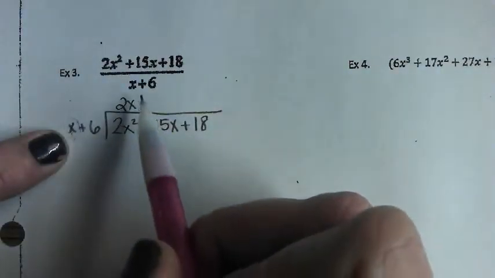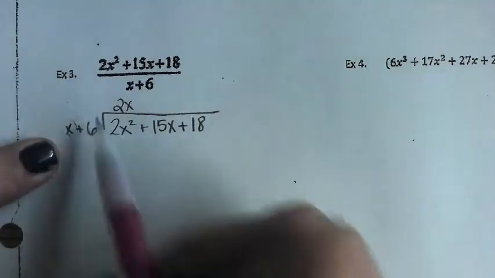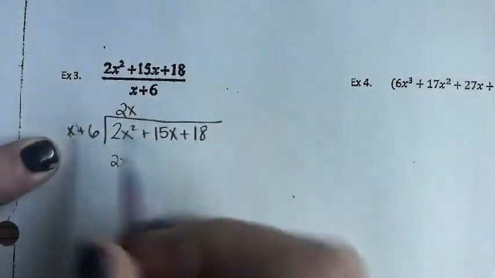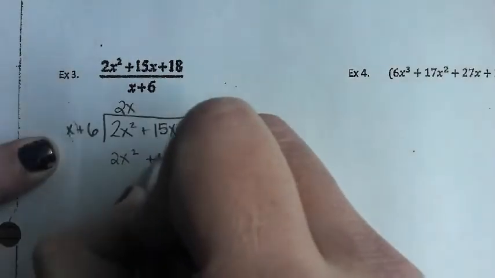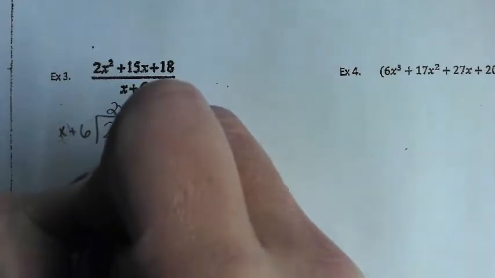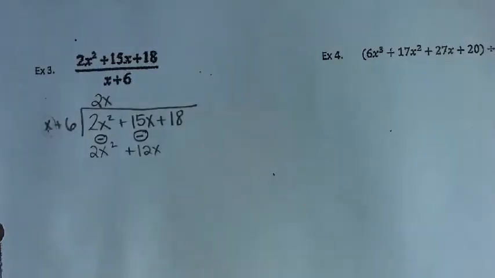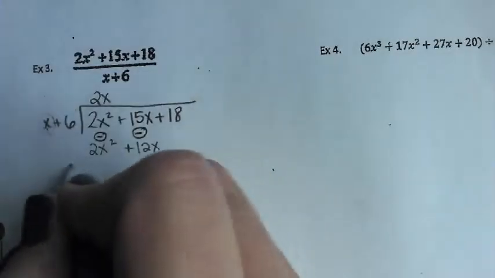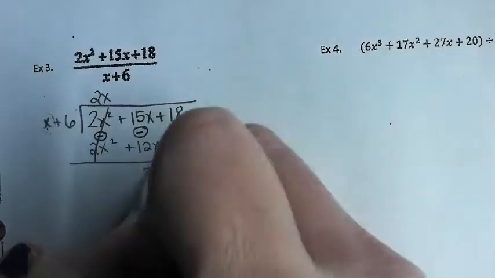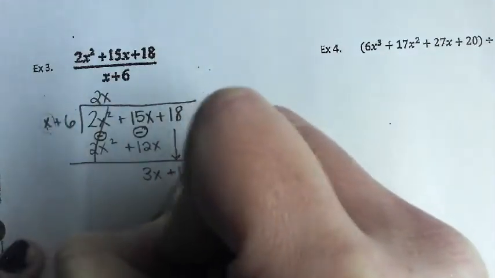And then you multiply 2x by the entire x plus 6 and line it up. So 2x times x is 2x squared, and 2x times 6 is positive 12x. And just like we did before, we're going to do subtraction in between each of these terms. Don't put your subtraction out in front. You'll forget to distribute it. Put it in between each and every term. So 2x squared minus 2x squared is gone. 15x minus 12x is 3x, and we're going to bring down our plus 18.